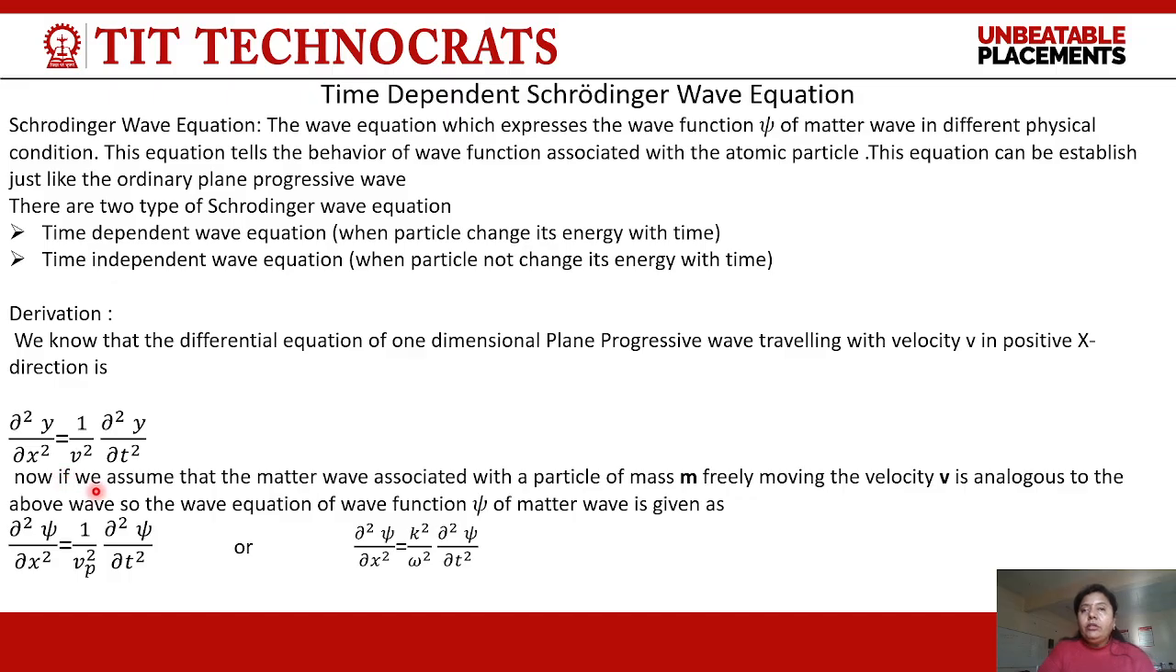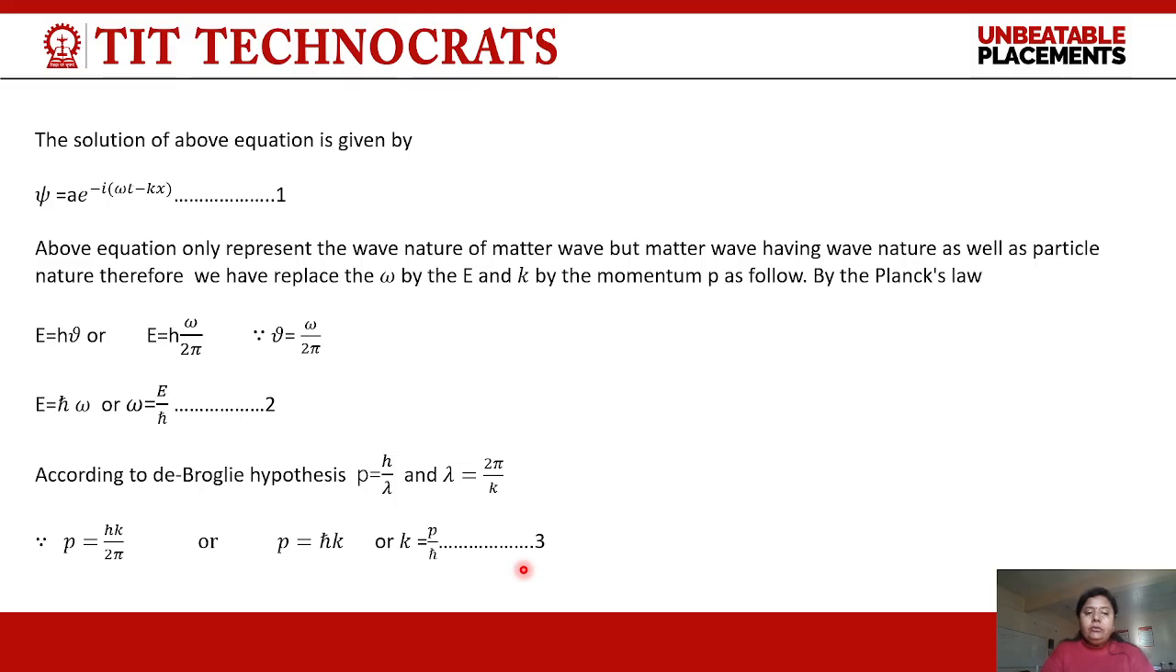And this is the velocity of a single wave. In quantum physics, the velocity of a single wave is denoted by Vp, which is basically the phase velocity. We know that the phase velocity is given by omega by k. So we substitute the value of Vp here, and as it is in the denominator, it is written as omega upon k square. Now we can take an arbitrary solution of this equation.